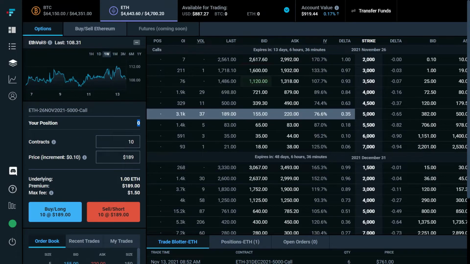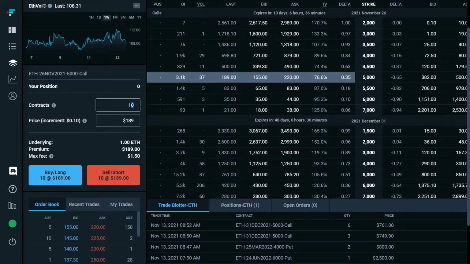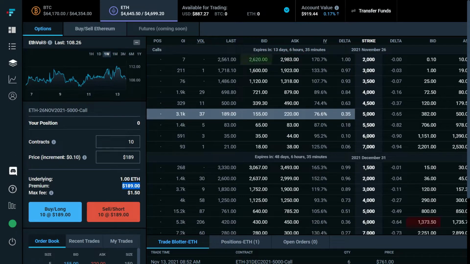And you can see the prices here. So it takes 10 contracts to get to the price that's listed in the bid-ask spread here. So yeah, 10 contracts is 1 ETH.